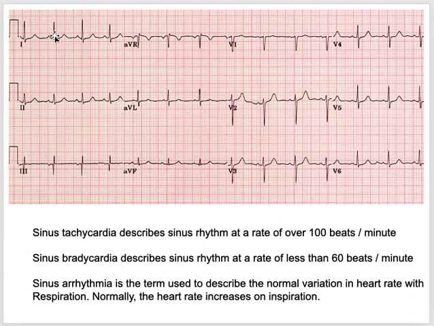So see, 1 and 2 both are upgoing, normal axis. If 1 is downgoing, no matter whether the others are upgoing, like these two, but 1 is downgoing, right axis deviation. If 1 is upgoing, but lead 2 is downgoing and lead 3 is downgoing, it is left axis deviation. So this is how we check the axis of the heart.